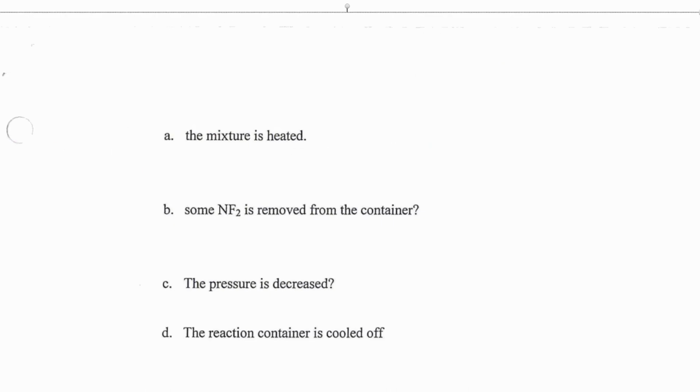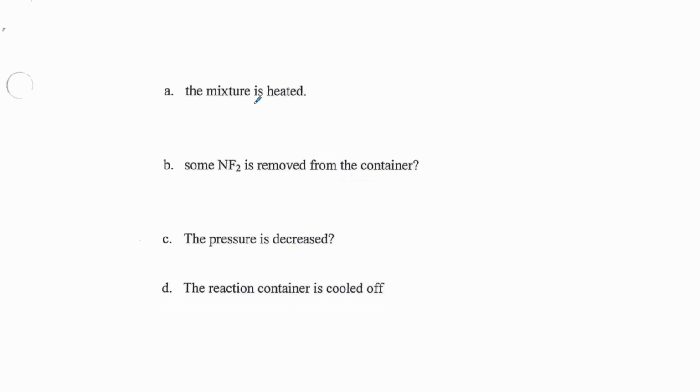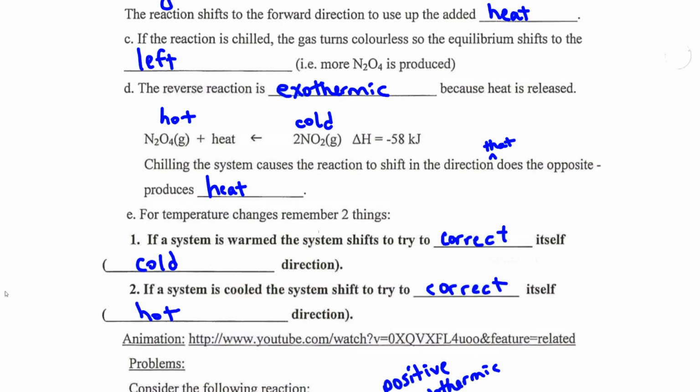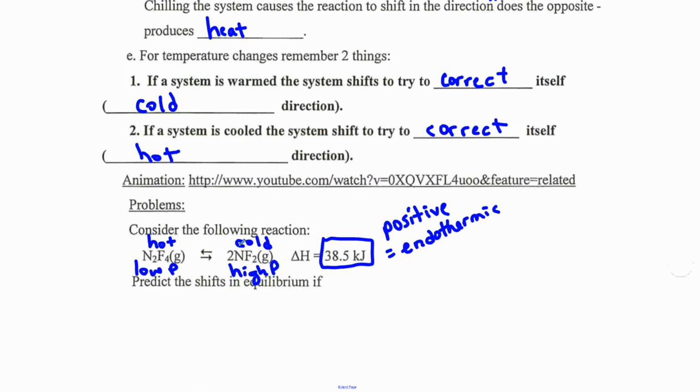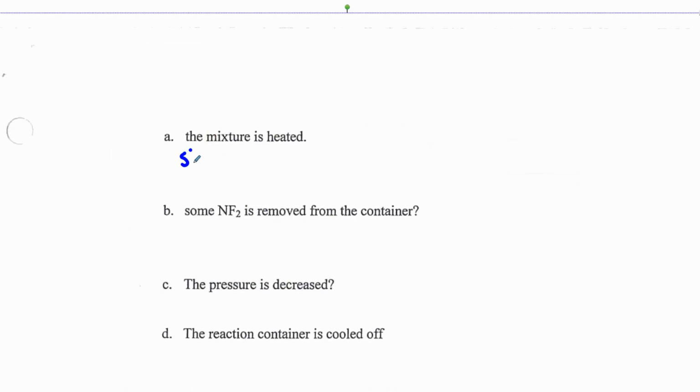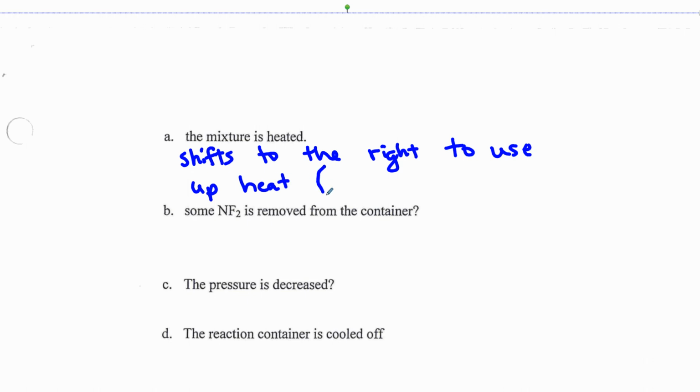So here is one situation. The mixture is heated. If the mixture is heated, we want to shift towards the cold side. So just take a quick peek back. Which side is cold? Well, cold is on this side here. So we want to shift towards the cold side, so we want to shift to the right, to use up heat. We'll just say in brackets, cold direction.